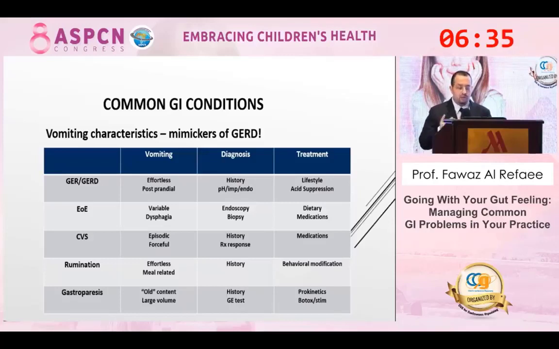Usually they can present with effortless postprandial vomiting. You diagnose by history. You don't need to do a pH study or endoscopy unless you have a doubt about the diagnosis or the child is failing medical treatment and you want to schedule a surgical treatment for reflux. And treatment is usually lifestyle modification and acid suppression with a proton pump inhibitor.